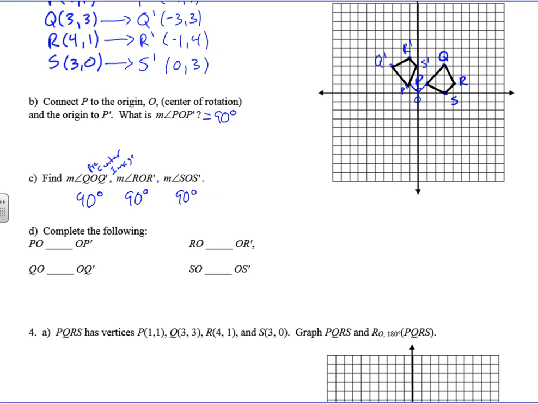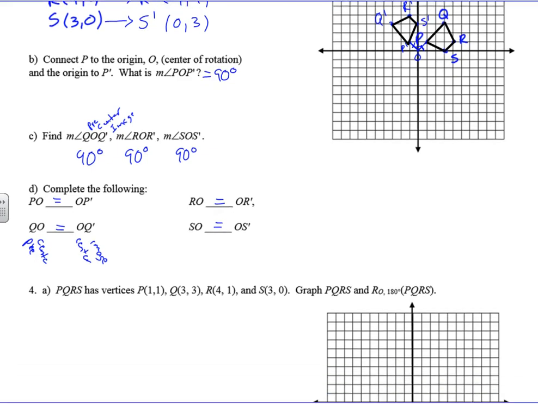All right, now what do we notice about PO and OP prime? Well, that's this distance. This is our ski line. Those are equal to each other. So QO, from Q to the center, here's your pre-image, point Q, center, and then center to the image. That doesn't change. They're still the same distance apart. So all of those are equidistant from the center of rotation.